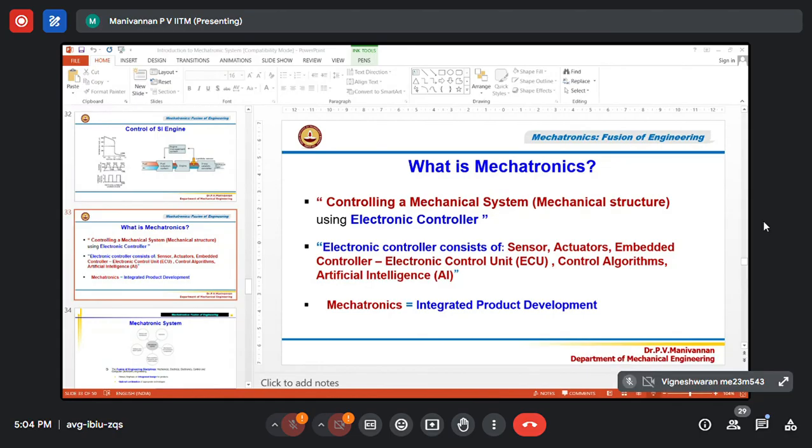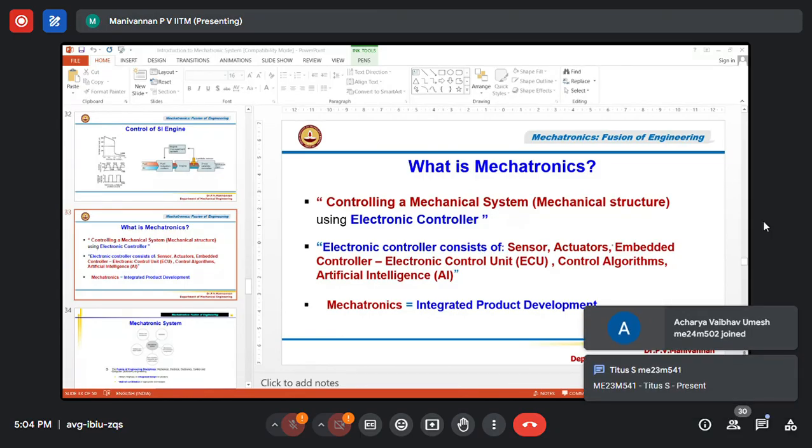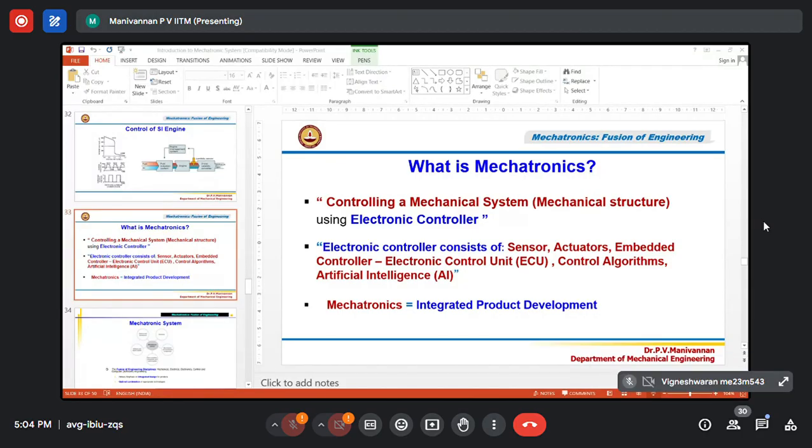We will see closed loop control and open loop control later when we talk about control systems also. So it has sensors, it has actuators. Without an actuator, no system can do any work. Then it has one embedded controller, which is also called the electronic control unit. Basically, it is a small computer with a CPU, memory, and related parts.